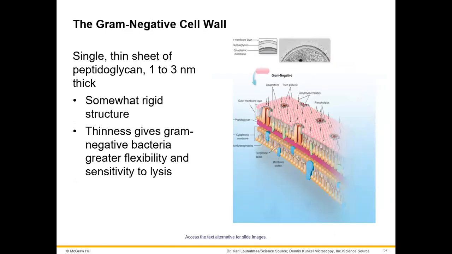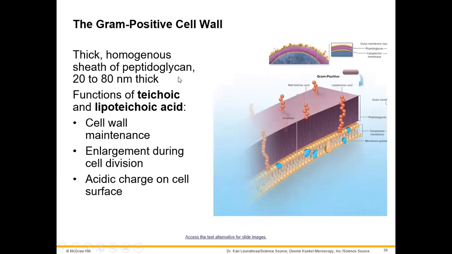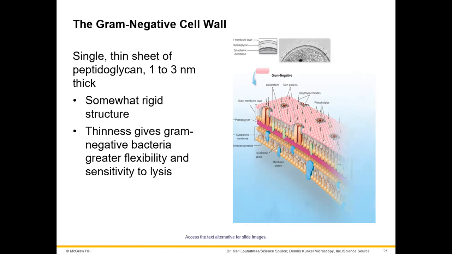The gram-negative cell wall is thinner than the gram-positive. It's a single thin sheet, 1 to 3 nanometers. The gram-positive is 20 to 80. It is a somewhat rigid structure. Its thinness gives gram-negative bacteria greater flexibility, but makes them more sensitive to lysis. To lyse something is to break it open.